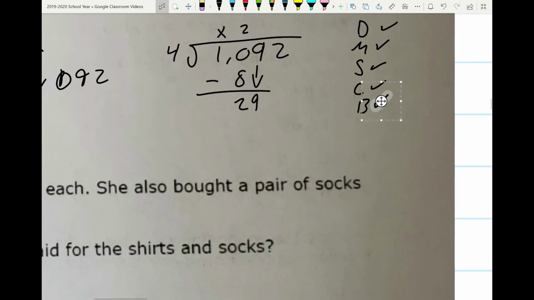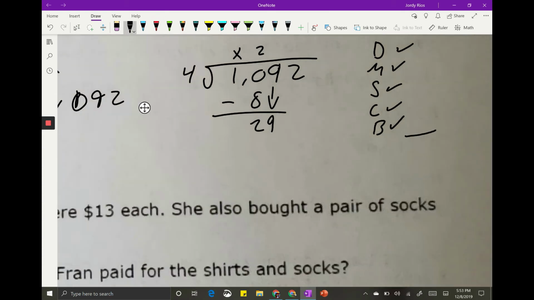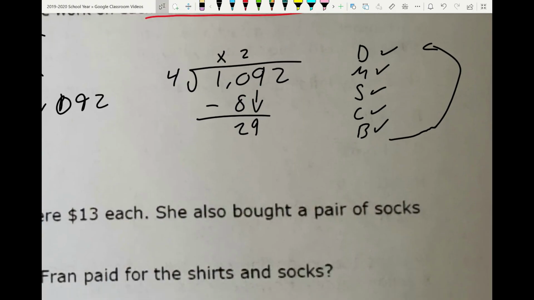So I have to do this all over again. Now I'm going to divide. How many times can 4 go into 28? At least 7. Good, now I'm multiplying. 4 times 7 is 28. Subtract. 28 minus 28 is 0. Check, is my difference smaller than my divisor? Yes, it is. Now I bring it down. My new number is 12.